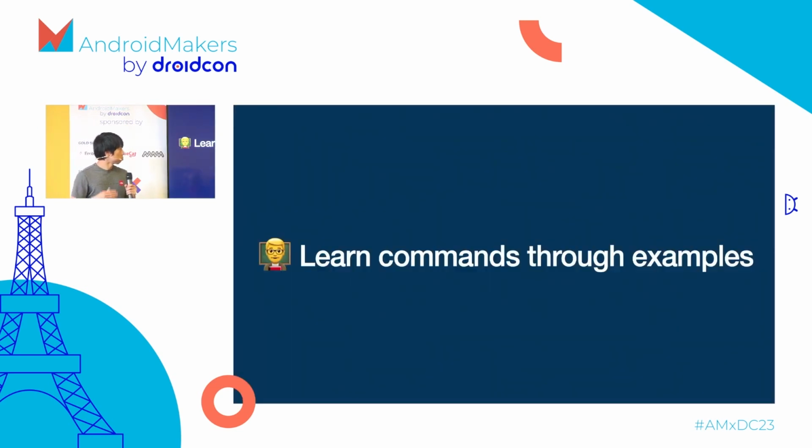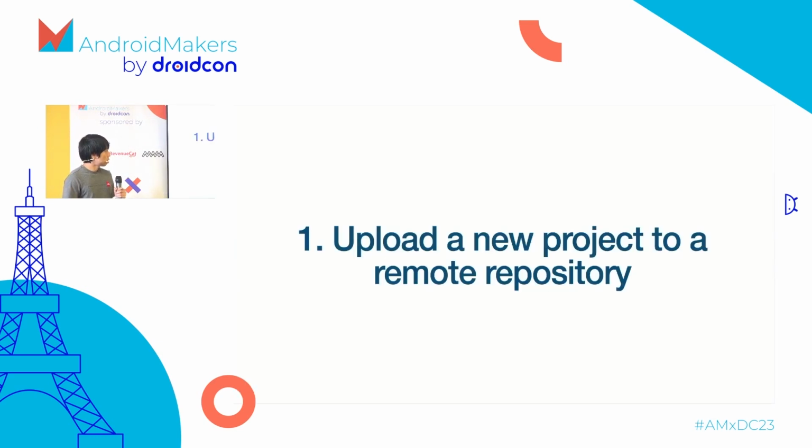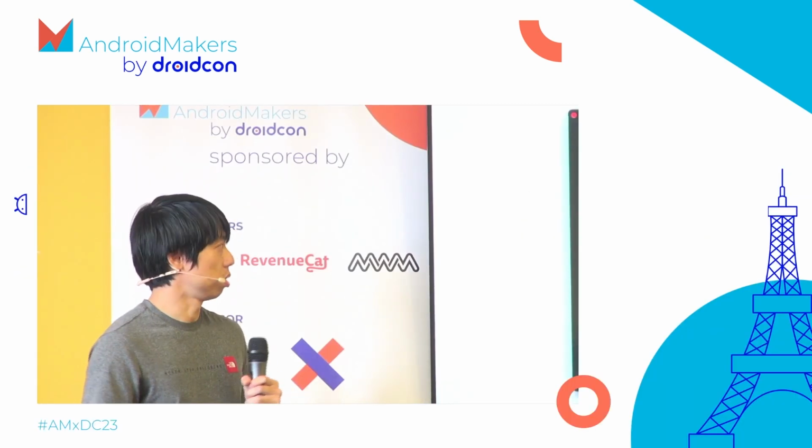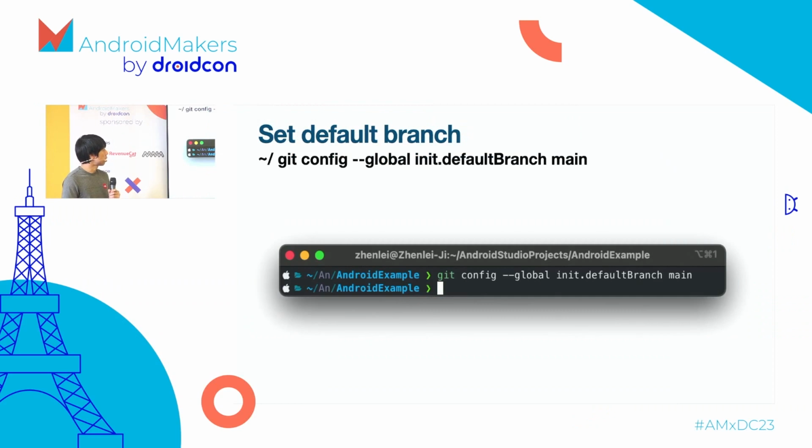So let's learn some commands through some examples. Let's upload a new project to a remote repository. We do this every time. First, create a new project on the remote, for example. We create a new project here. Let's set the default branch to be main, because nowadays we cannot use master, so we just change it to main to be the default one.